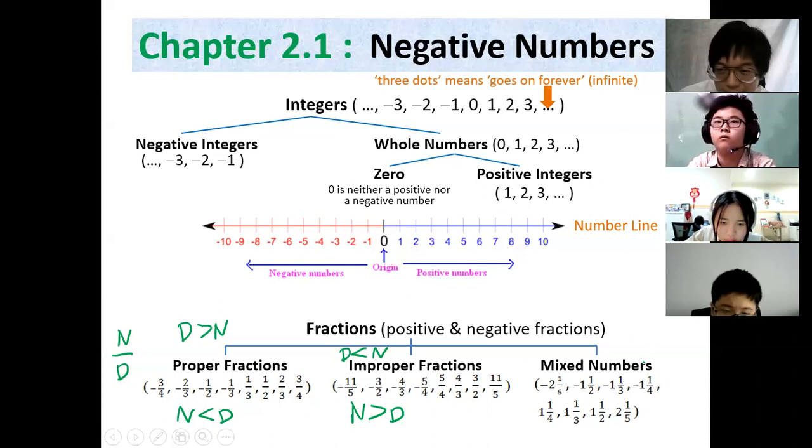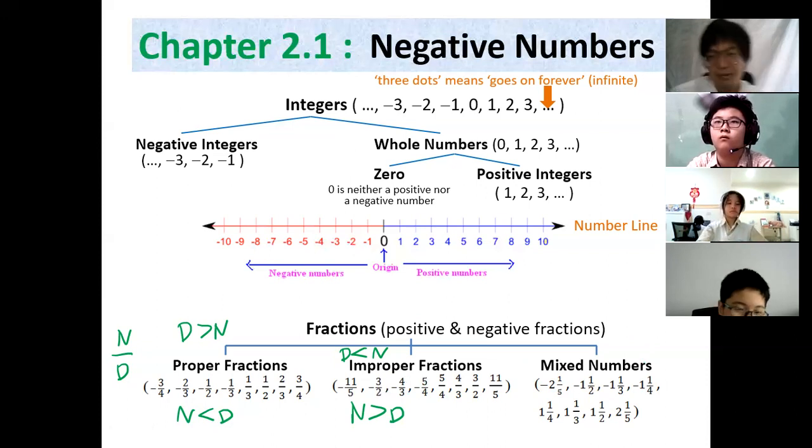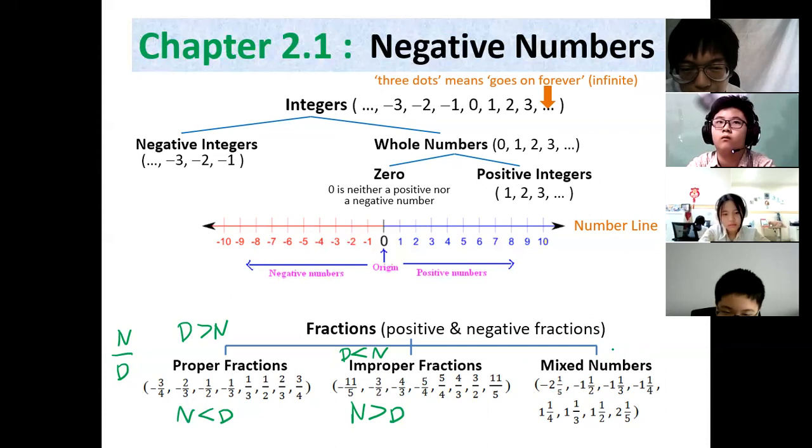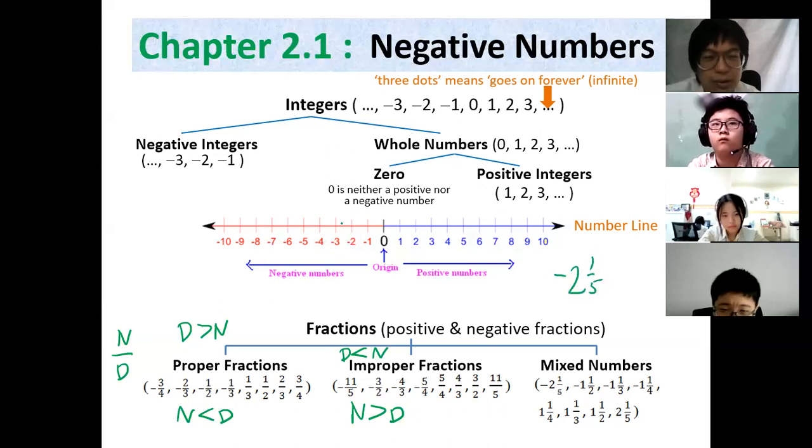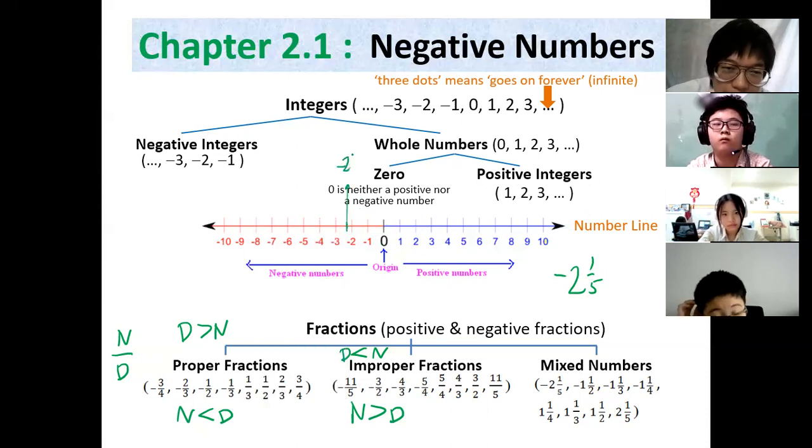Do you understand, Kimi? Yes, but why is it negative? I don't understand the negative. A negative number is something that is less than 0. So if you want to look at negative 2 and 1 over 5, on the number line, negative 2 and 1 over 5 is about here. It's about here.